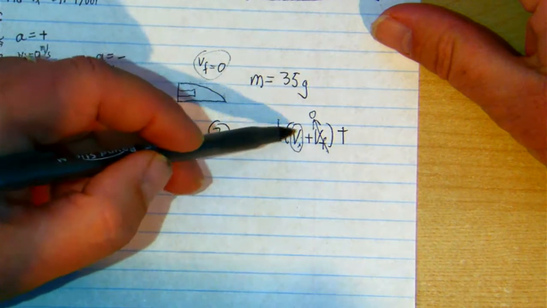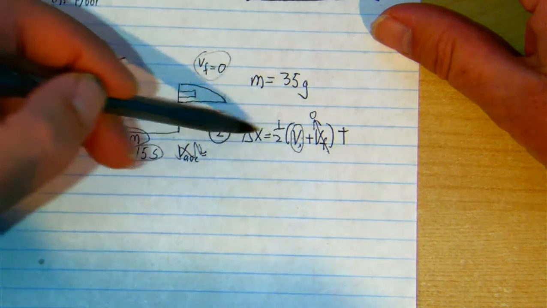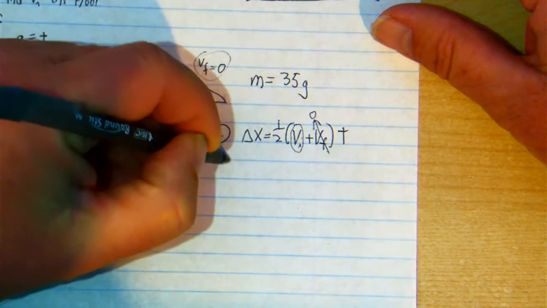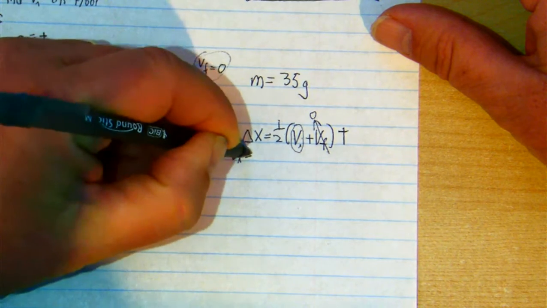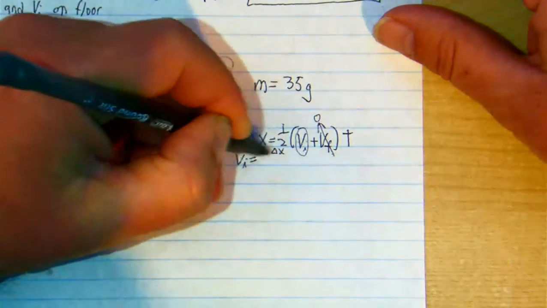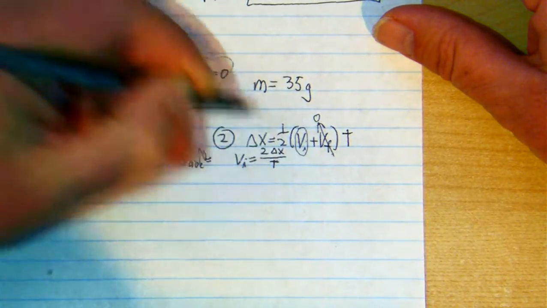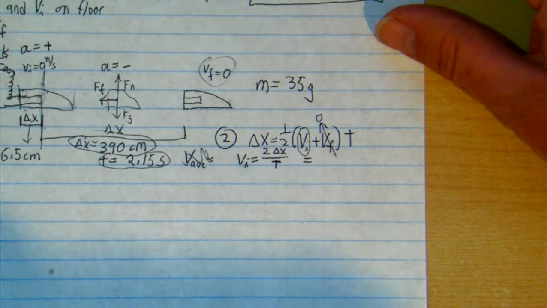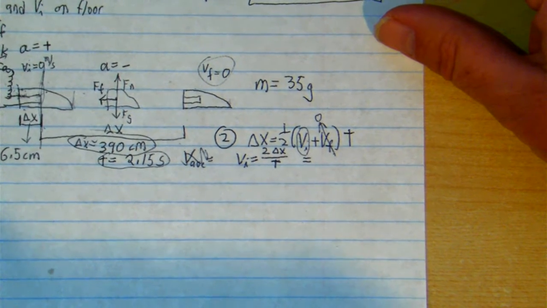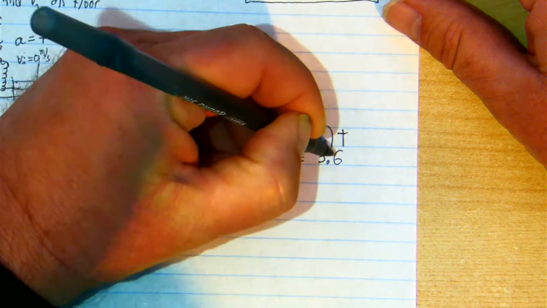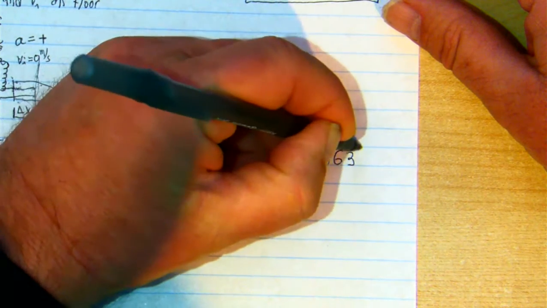Instead, when I solve what's left for initial velocity, I multiply both sides by 2, I divide both sides by t, and that means that the initial velocity as it went across the floor is equal to 2 times the distance it slid across the floor divided by the time that it spent sliding across the floor. Hence, 2 times 3.9 divided by 2.15, enter, is 3.63 meters per second.